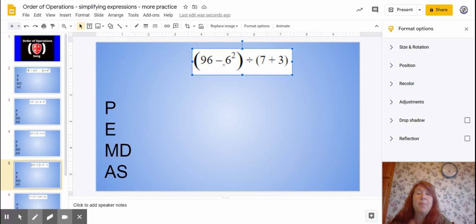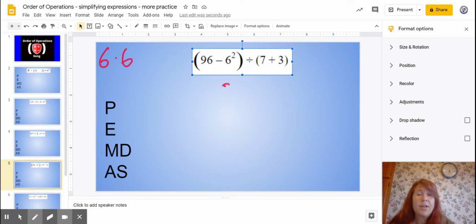Now inside my parentheses, I do happen to have a 6 squared, so I need to figure out how much that is before I can go any further. The 6 tells me what I'm multiplying, and squared tells me how many times. So it's going to be 6 times 6. Remember, it's not 6 times 2. It's telling us to multiply 6 together twice, 6 and 6. So it would be the same thing as 6 times 6.